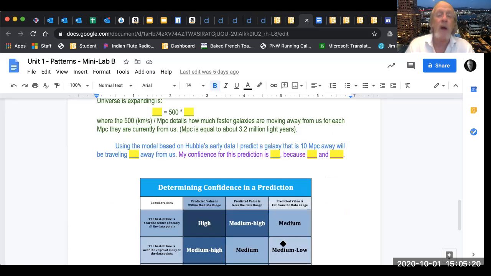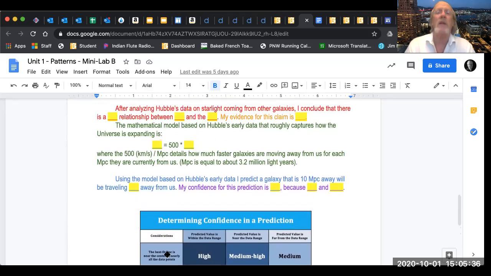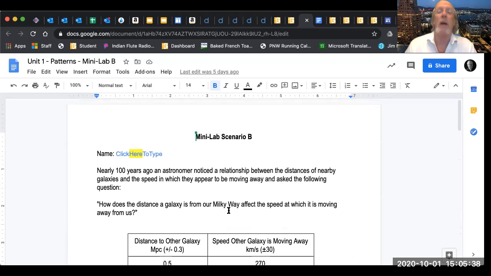And we have medium-low confidence in that, because our predicted value is far from the data range, and the best fit line is near the edges of many of the data points. All right. So that's the answer to that Mini-Lab.